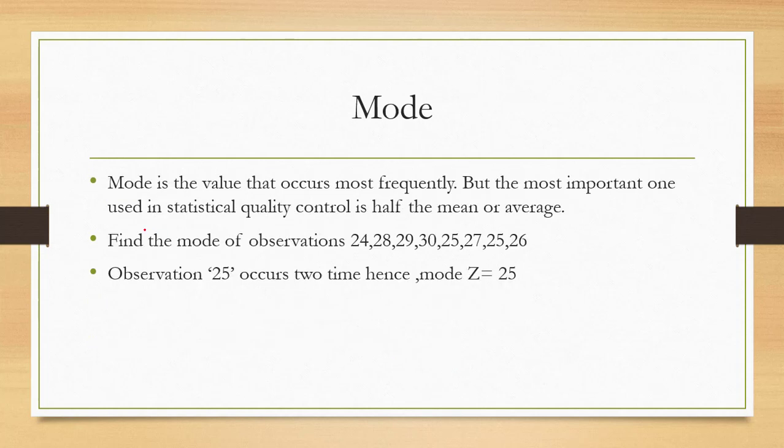Next thing is mode. Mode is the value that occurs most frequently in the given series or given observations. Suppose there are 8 observations, 24, 28, 29, 30, 25, 27, 25 and 26. In this given observation, the value 25 occurs 2 times in this series. So 25 will be the mode of this series. In this way we can find the mode of the given observations.